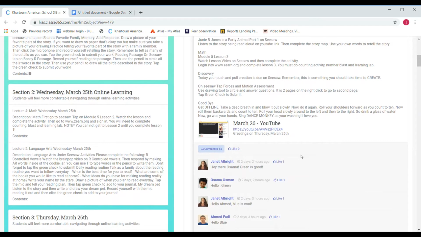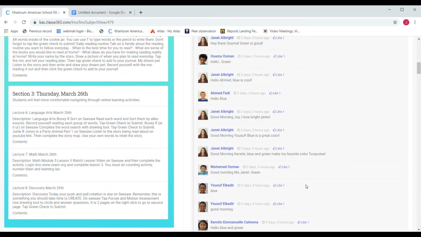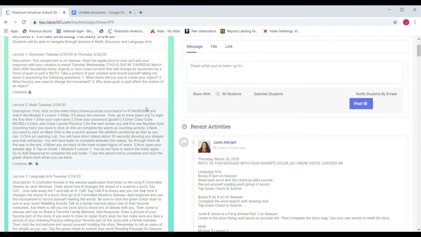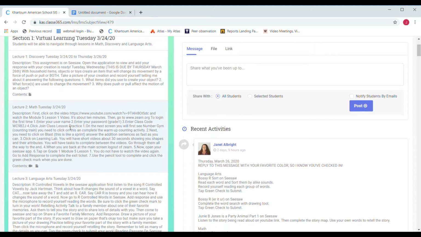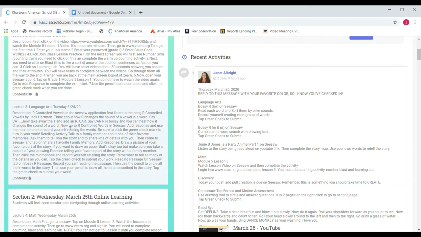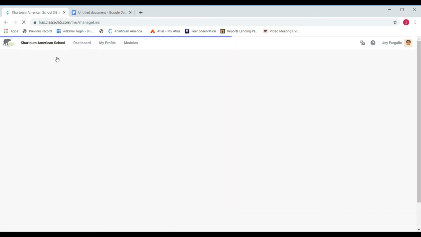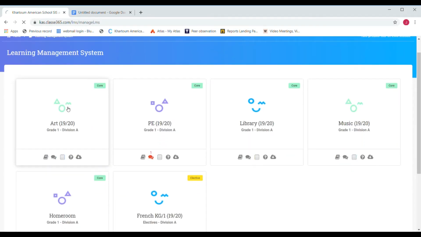Make sure that you post underneath the comment and not create a new comment, as that will push the assignments further down the list. If you need further instructions, on the left side is what we call the flipped classroom, and there is more information for you to help you understand the instructions. After you finish your homeroom assignments, make sure that you go back to your learning management system by clicking on Learning Management System, and then go to a specialty class such as art.